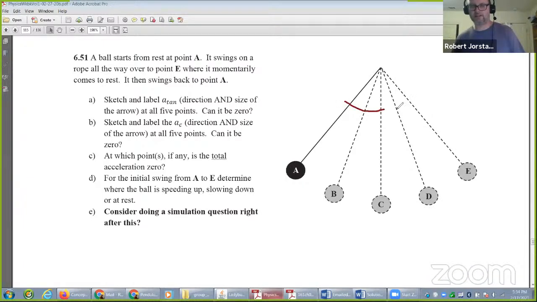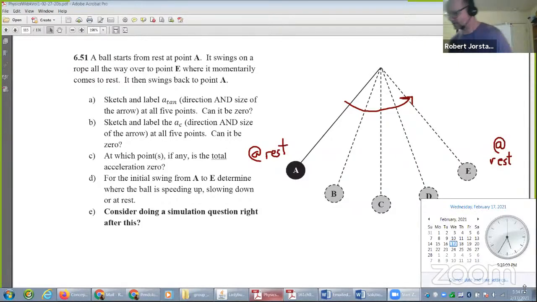Again, we're swinging this way, so it's going across. It starts from rest, and then it reaches the other side. It comes to rest again at the top. So during that first swing, as it goes across, what should happen? Where do you think the centripetal acceleration points? Where do you think the tangential acceleration points? How big is it? Let's take a minute.